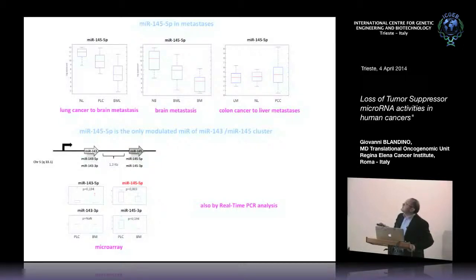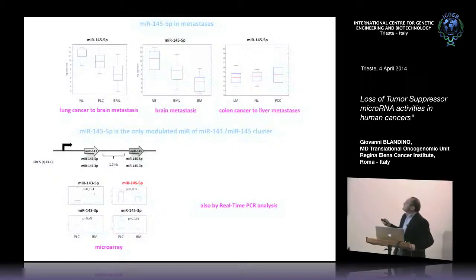First of all, you see here the normal lung, this is the primary lung, and this is the brain metastasis. There is a degree of downregulation that is more evident and more marked when we look at the brain metastasis. This is also true for brain metastases derived from melanoma and from breast cancer. This suggests that maybe this event is specific to brain metastasis, independently from the initial tumor.